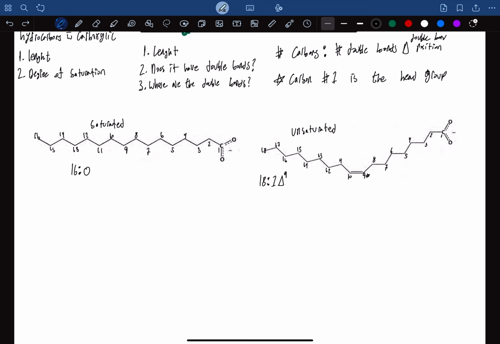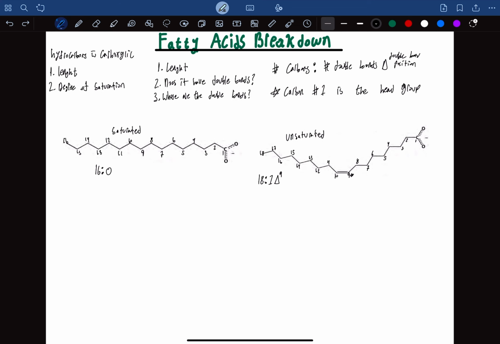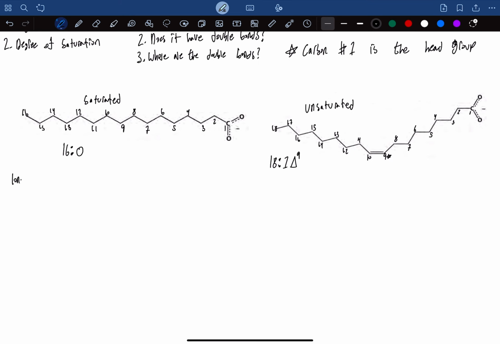So now that we know that part, I'll quickly talk about its relationship with temperature. The longer the carbon chain, or the length of the carbon chain, the higher the melting point. So a longer carbon chain equals a higher melting point. So it can withstand more temperature.